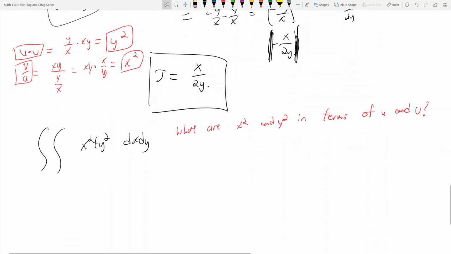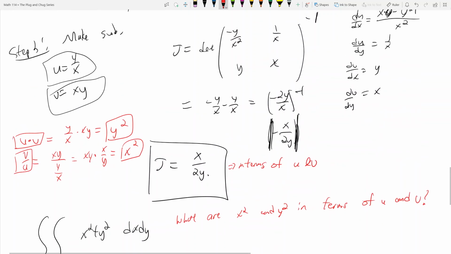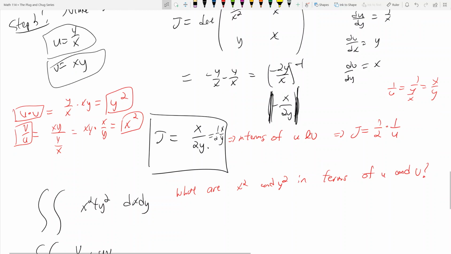Great. So in the substitution, x squared is going to be v over u, and y squared is going to be uv. And then I got to multiply my Jacobian in, but my Jacobian right now is in terms of x and y as well. So that's a problem. I need to make my Jacobian in terms of u and v. This one's a little easier, because this is the same thing as 1/2 x over y, but we have a y over x, which is u. So in terms of u and v, the Jacobian is equal to 1/2 times 1 over u, since 1 over u is x over y. That looks like it's going to work well.